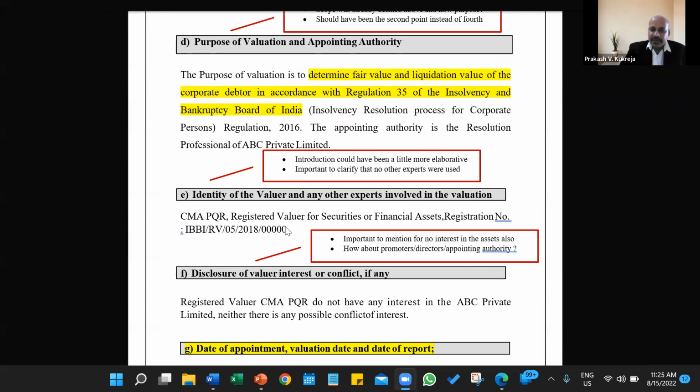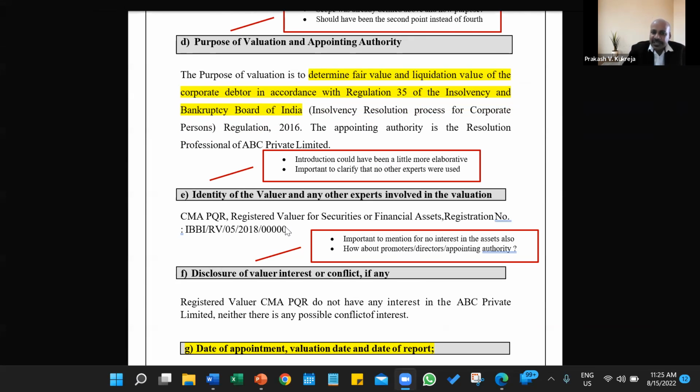I think it will always be better if you provide some more information as an RV, in terms of the experience also, because there is no specific guideline that you have to mention only the registration number. But some experience will add credibility. So if somebody is referring to your report, the person knows that this is an experienced registered valuer.